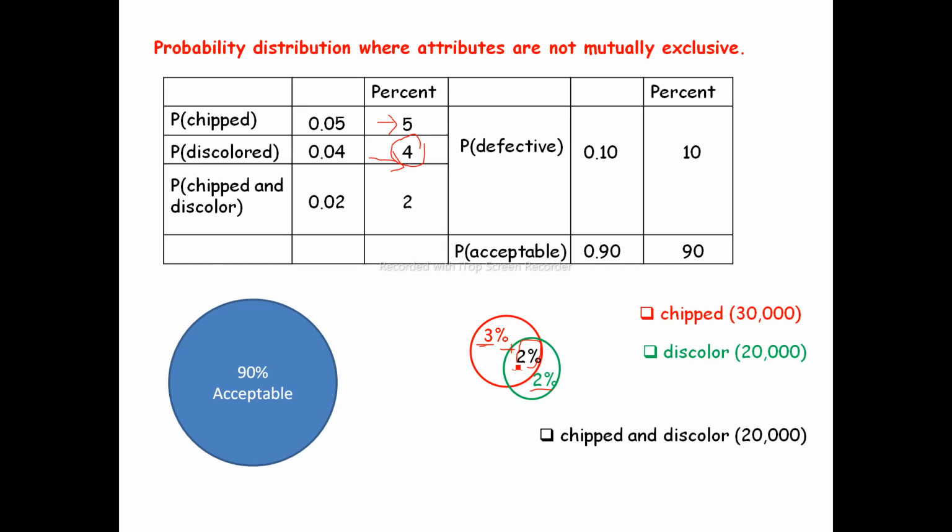So chipped and discolored is 2%. Now 3 plus 2 plus 2 will become 7%. But how much are defective? 10%. So the remaining 3% are rough. Okay, so this is how you can see a short probability distribution.